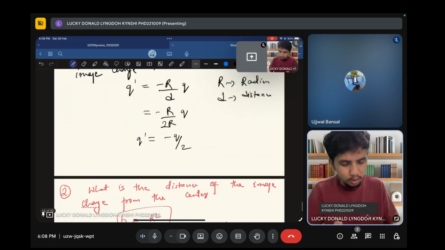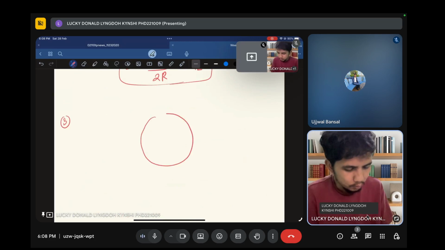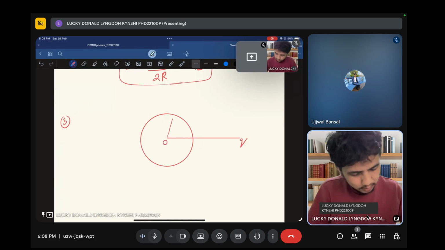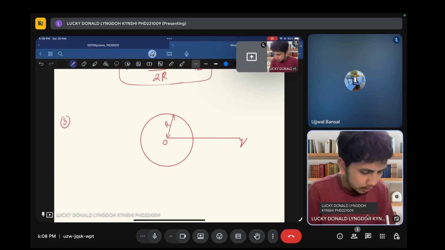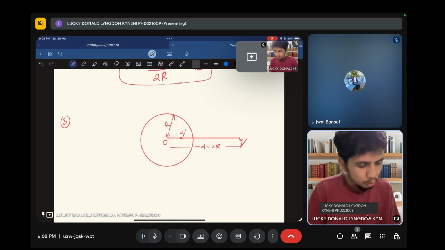So if I want to redraw it, the question number 3 is simply this one. Again, it's the same thing. What you have to do: this is your sphere, this is your point charge plus q, this is your origin, this is your distance r, and the distance from here to here is d, which is equal to 2r. And q prime is located somewhere here, and q prime is equal to what?